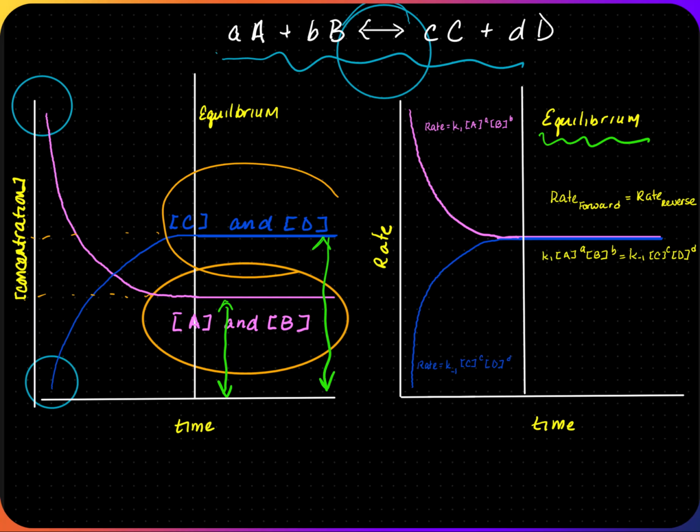Rate in the forward direction is k times the reactants, and the coefficient becomes the exponent. So in this case, it'll be k1 or kf times [A] to the a power, [B] to the b power. In the reverse direction, my products become my reactants. So my k reverse or k-1 multiplied by [C] to the c power, [D] to the d power. So at equilibrium, if you notice, the rate is the same.